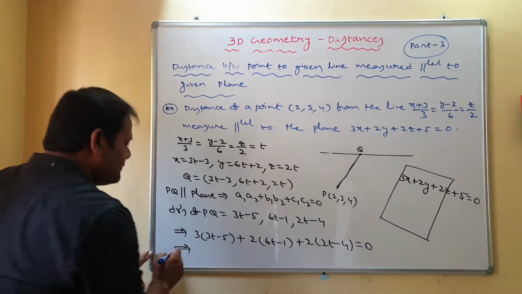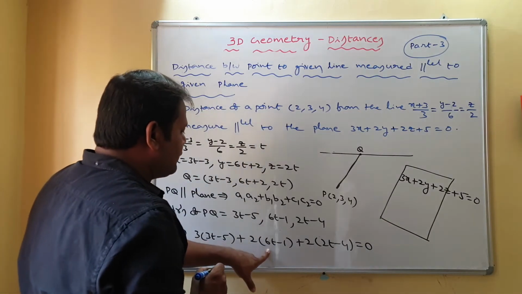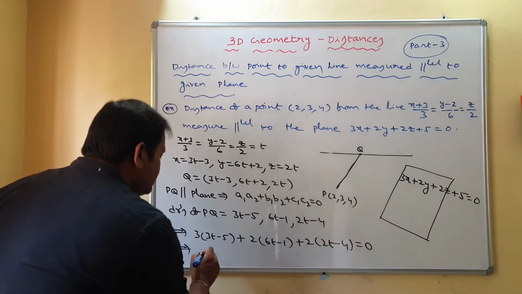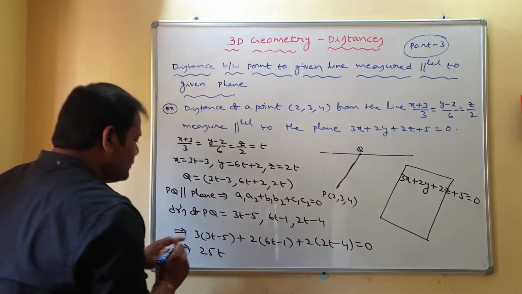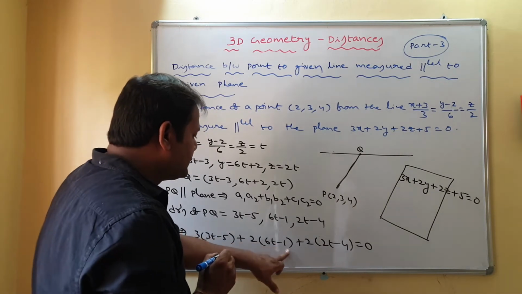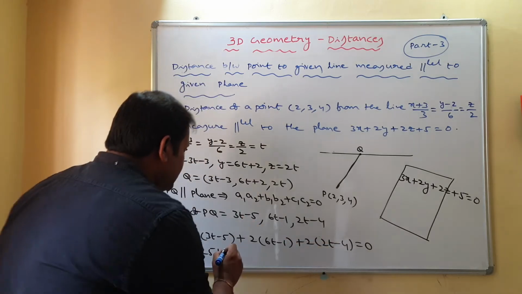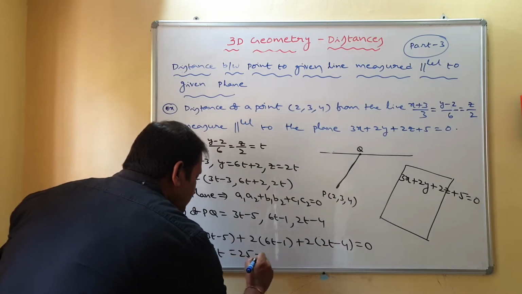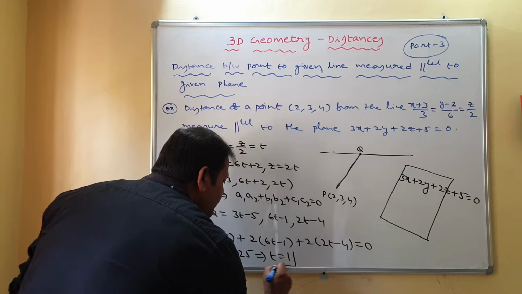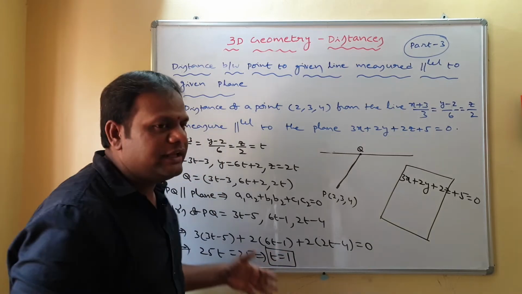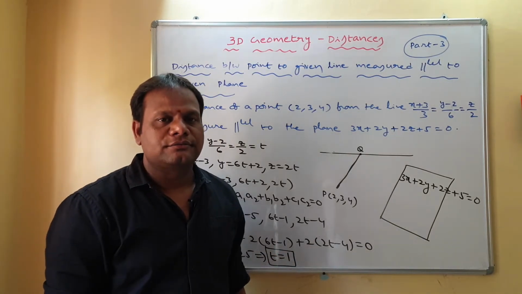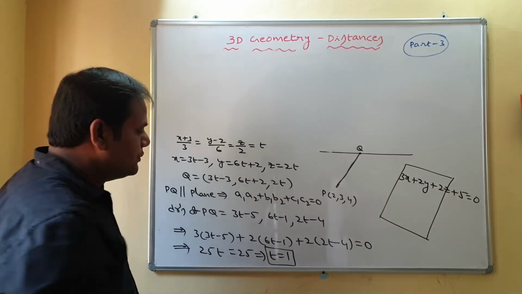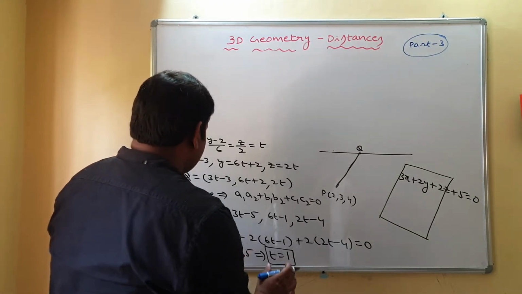So do the simplification. It is 9t, 12t, 4t, so 25t. Minus 15, minus 2, minus 8, minus 25. So 25t equal to 25. What t value did we get? 1. Yes, we got t value 1.